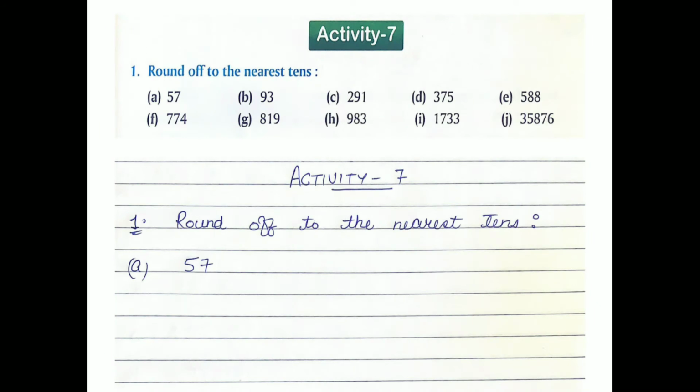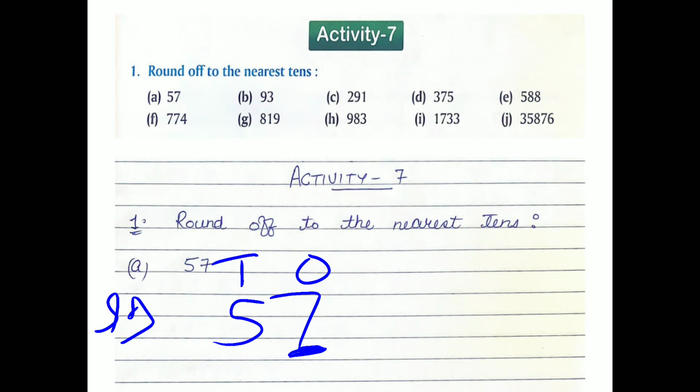Now students, on the basis of that, we do Activity 7, question number 1. Round off to the nearest tens. The number written is 57. You have to do it in the copy only. First of all you write Solution, then you write 57, then you write ones and tens on the number. Now which number do you have to compare? The ones place number. You have to underline that place, the ones place number. Compare this number with 5.